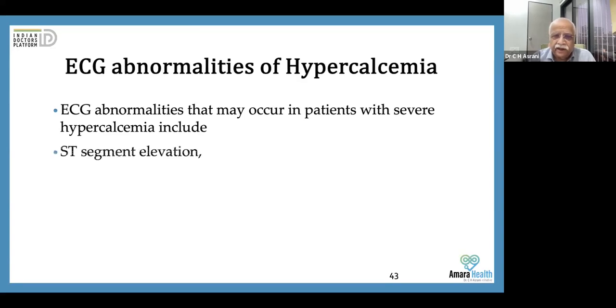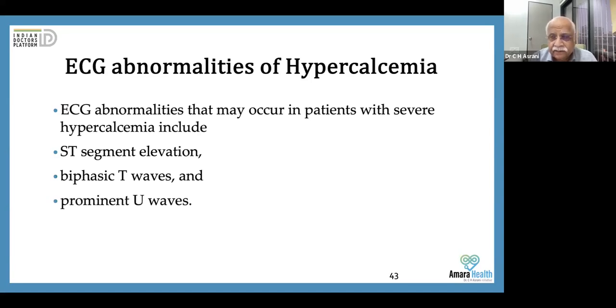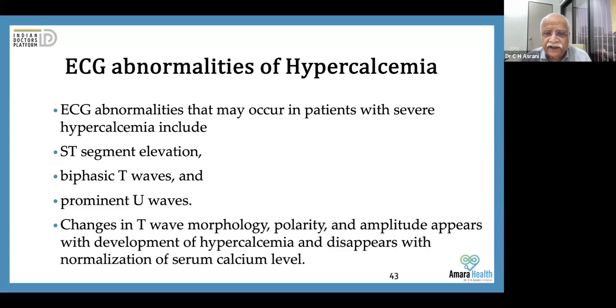The ECG abnormalities that may occur are ST segment elevation, biphasic T waves, prominent U waves. But as I always say, we do not diagnose hypercalcemia from ECG. If we have a ST segment elevation, I will first rule out an infarct or acute coronary syndrome. Changes in T wave morphology, polarity, and amplitude appear with the development of hypercalcemia and disappear when the calcium levels normalize.